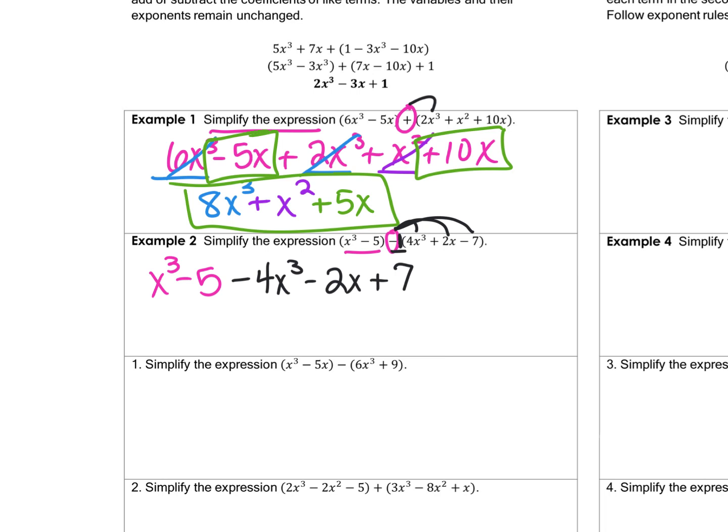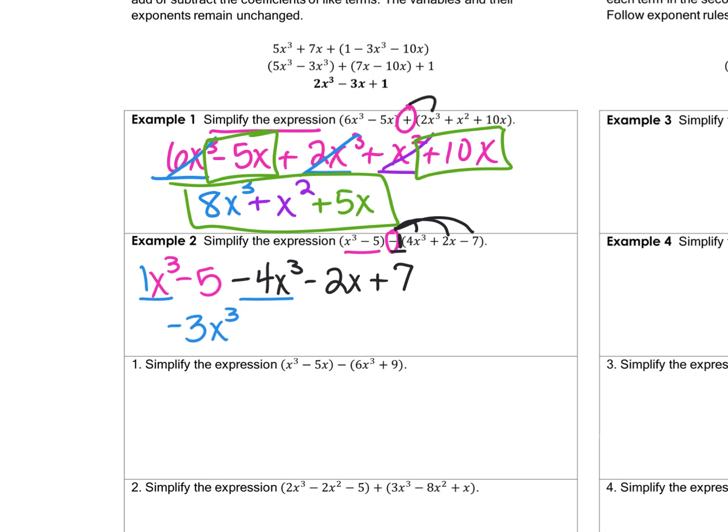So now I'm going to look at my like terms. So I have an x cubed. Notice I have another x cubed. Always pay attention to your sign in front. So this is a 1x cubed minus 4x cubed, which would make negative 3x cubed.